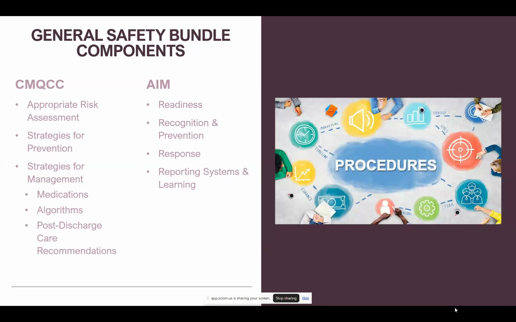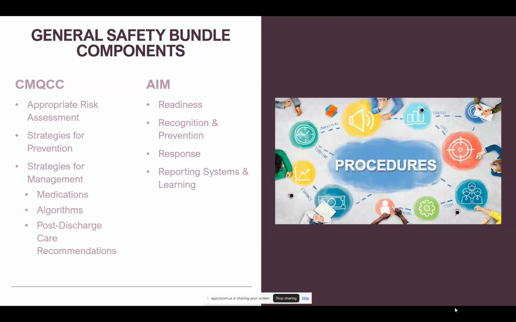The CMQCC takes the same approach as you can see, but they just title those different pieces and parts a little bit differently. And I will say that the VTE bundles for both AIM and CMQCC are older bundles, and we'll get into that in just a second.